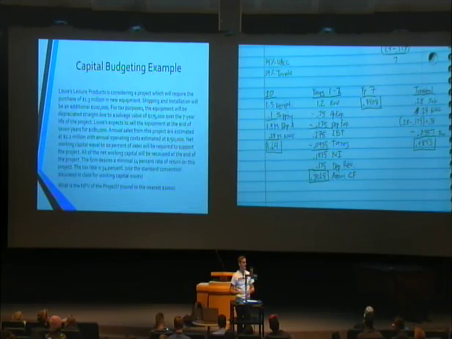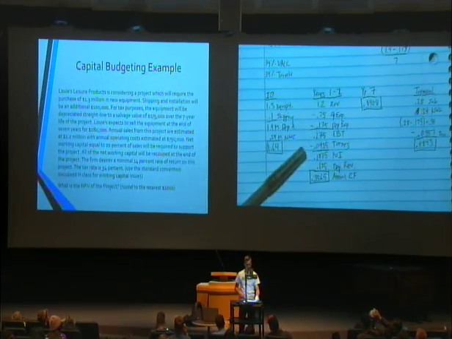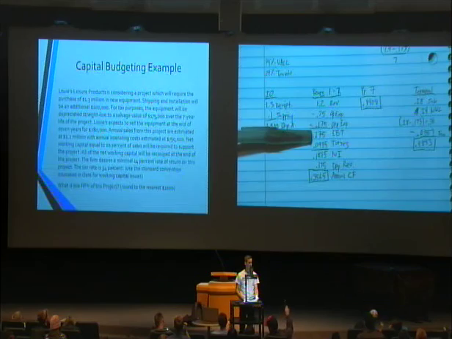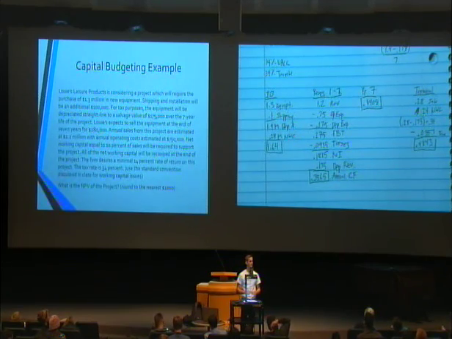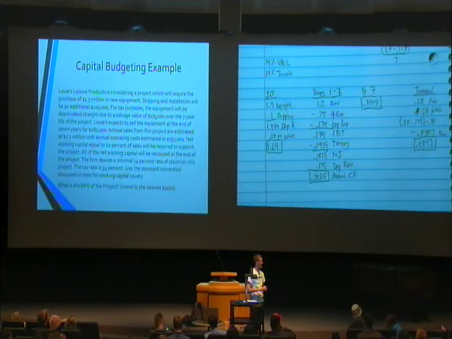How did we get the taxes? In terminal value? Or which one? This one? Okay, so what we did is we took our earnings before taxes and we multiplied it by the tax rate of 34%. And that gave us that amount. Yeah. Okay.